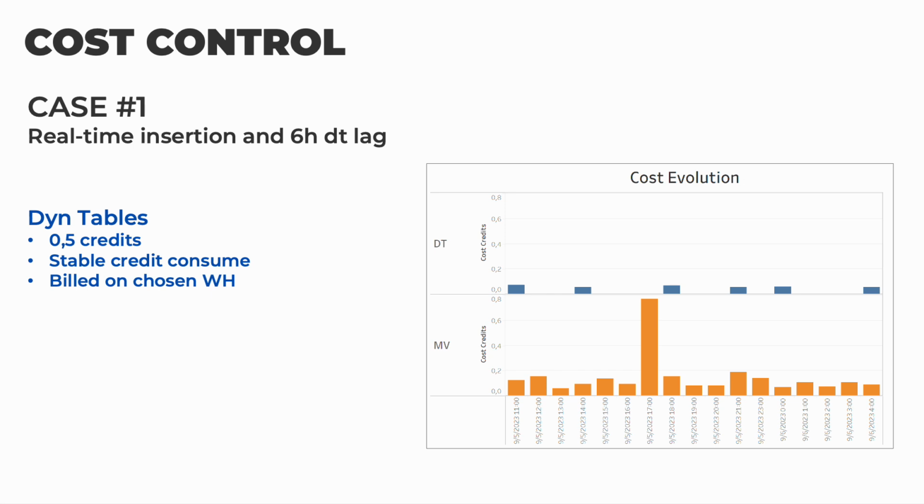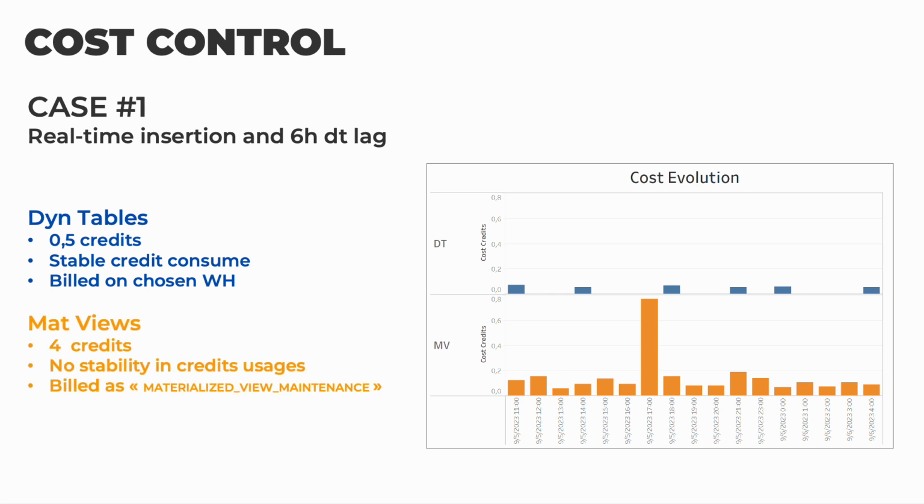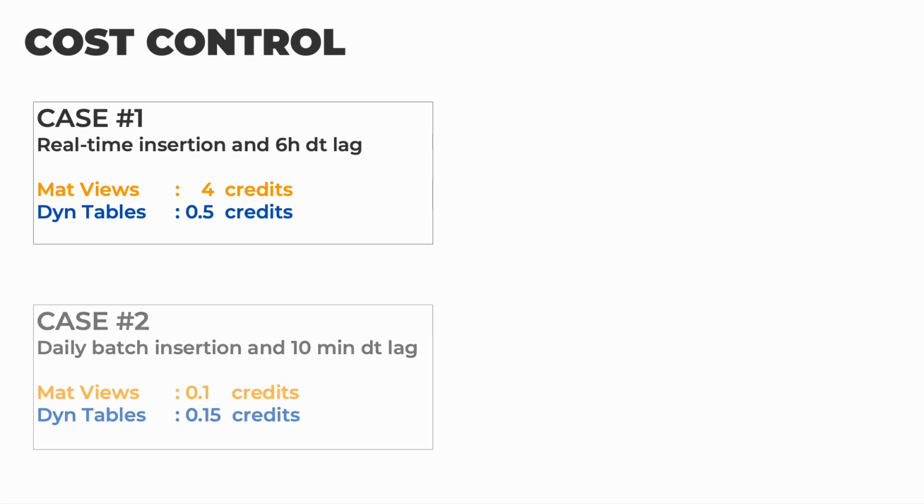As you've probably noticed, the orange curve looks erratic. In any case, it's clearly not stable. In blue, the cost of dynamic table, the cumulative figure is 0.5 credits, that is 8 times less, with very stable credit consumption running on the warehouse defined when the dynamic table was created. It can be followed very closely. Use case 1 gives us a conclusion of 4 credits for MVs, 0.5 credits for DTs. You know what? I've got a use case 2 where we update the data much less frequently.